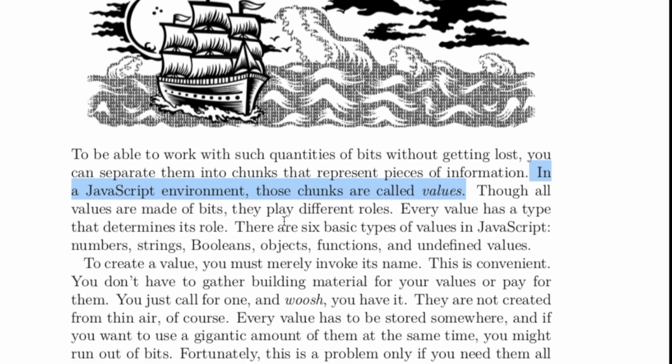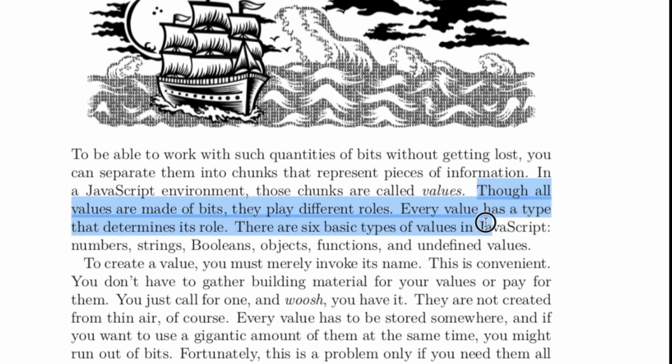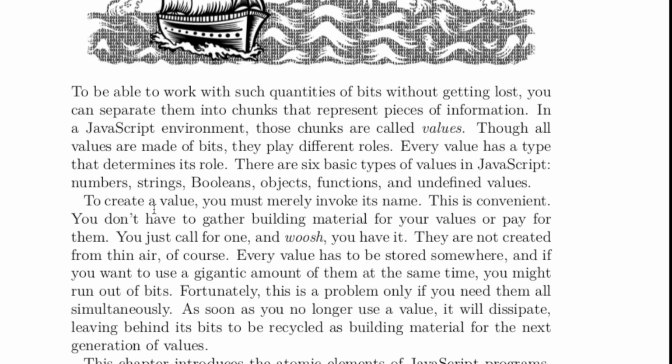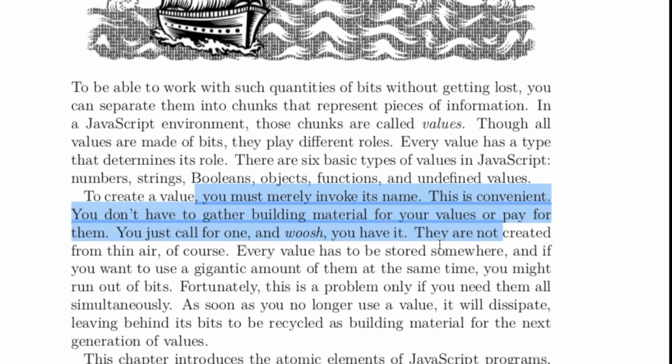Though all values are made of bits, they play different roles. Every value has a type that determines its role. There are six basic types of values in JavaScript: numbers, strings, booleans, objects, functions, and undefined values. To create a value, you merely invoke its name. This is convenient. You don't have to gather building material for your values or pay for them. You just call for one and whoosh, you have it.